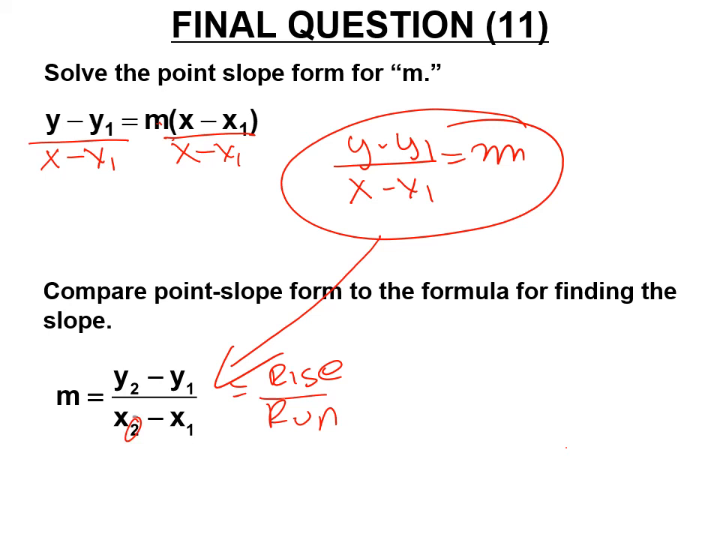What's the only difference? Here we have this little 2 because we have 2 points. In this one, you have 1 point you know, and here's any other point. But you can put a 2 on it, and it's the exact same thing. Those are the same equation, just written one solved for m, and one solved for y minus y sub 1, but they are the same.